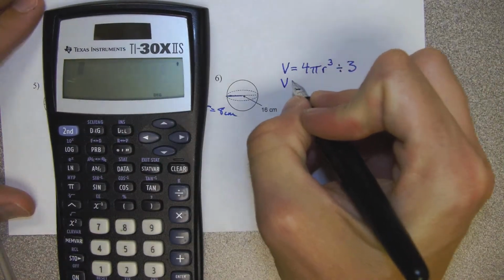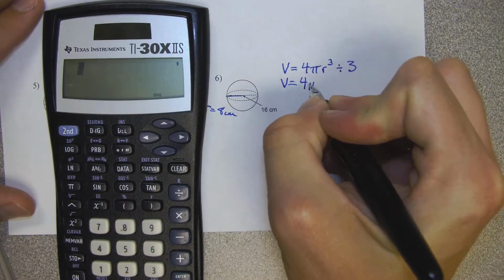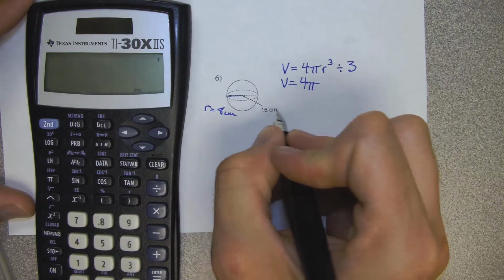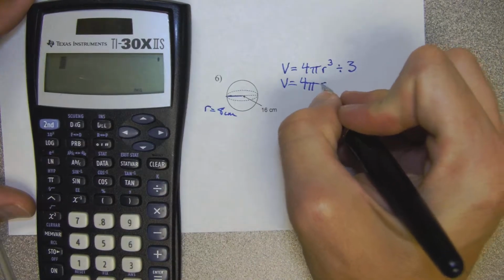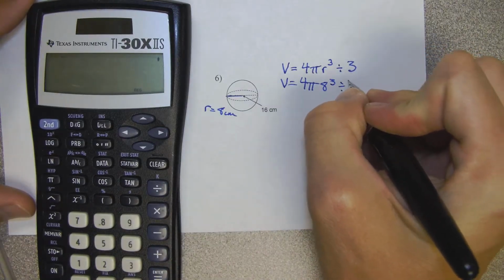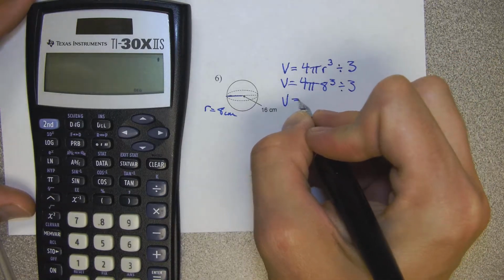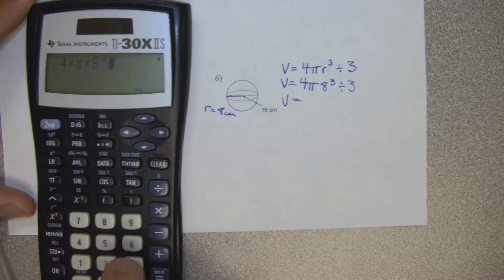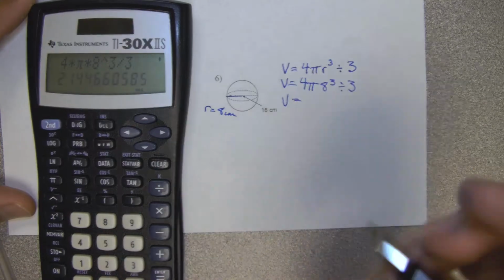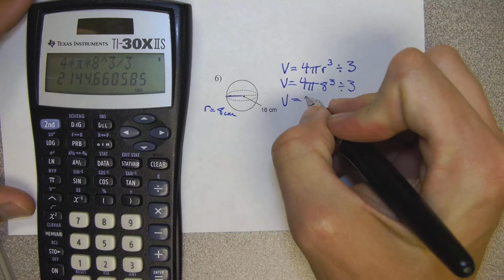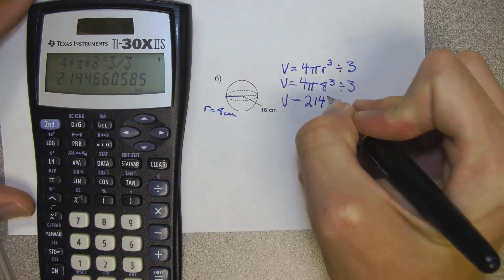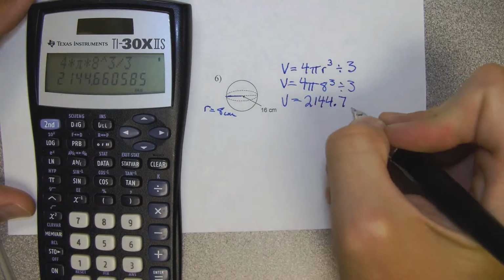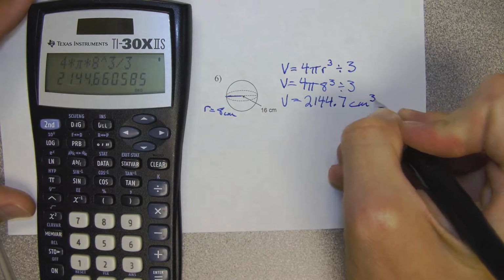So volume equals 4 times pi. Our radius in this case, remember we rewrote it. We don't want 16, that's the diameter, we want our radius. In this case, 8 cubed divided by 3. So 4 times pi times 8 to the third divided by 3. So we're looking at 2,144 and, once we round, 7/10 centimeters cubed.